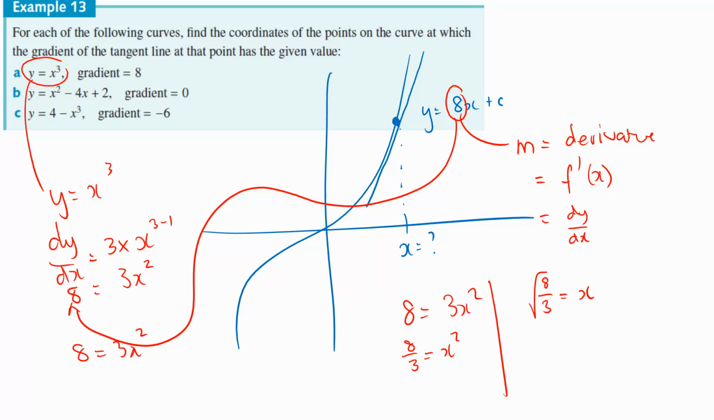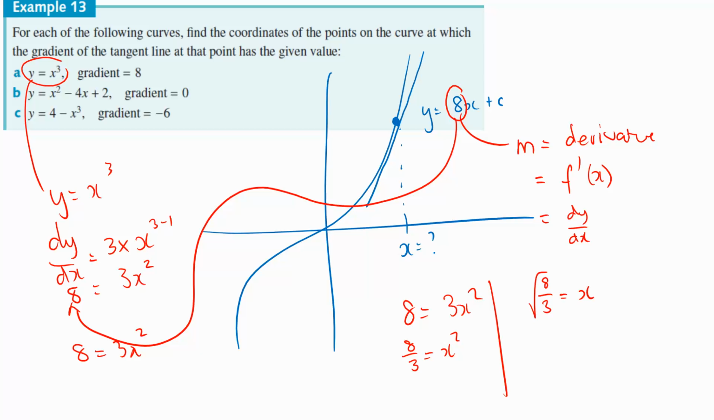There we go. Now don't forget when you square root, remember you get a plus and a minus answer. Okay? Now why does this make sense? Think about it. This can't be the only spot that has a gradient of 8. You can have it over here too. Somewhere there could be parallel lines.